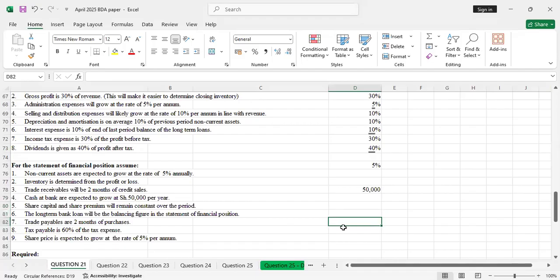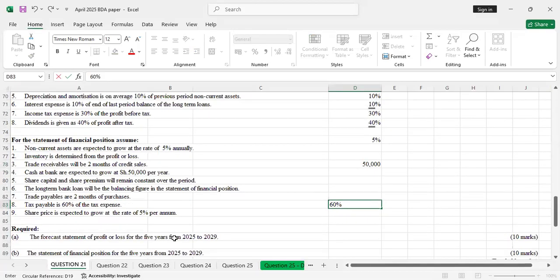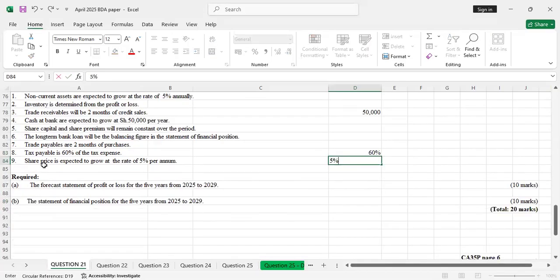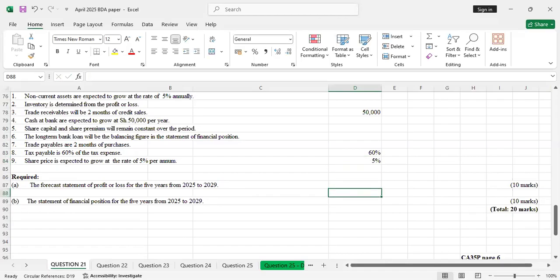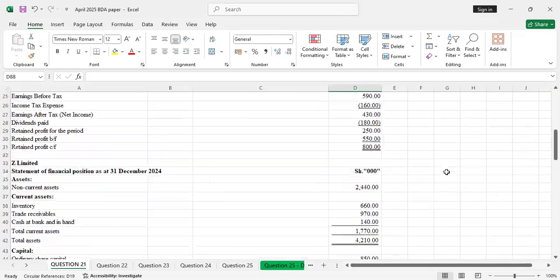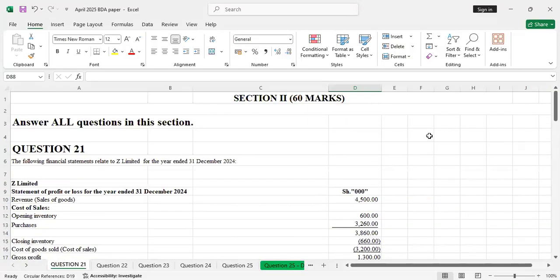Trade payables, 2 months of purchases. Tax payable is 60% of the tax expense. Then share price is expected to grow at the rate of 5% per annum. That's all. So required: A, the forecast of profit or loss for the 5 years from 2025 to 2029. Then B, the statement of financial position for the 5 years from 2025 to 2029. So I'll go straight away and do my question here.